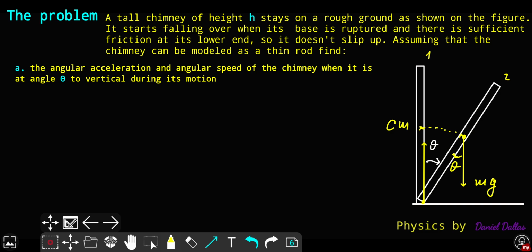So that means we can mark this force vector as N, and this is mg, okay? And the friction force. But let's have a look at the words and the statement here. It starts forming over when its base is ruptured and there is sufficient friction at its lower end. So what does it mean? It means that it doesn't slip, okay? It means that point is still fixed.